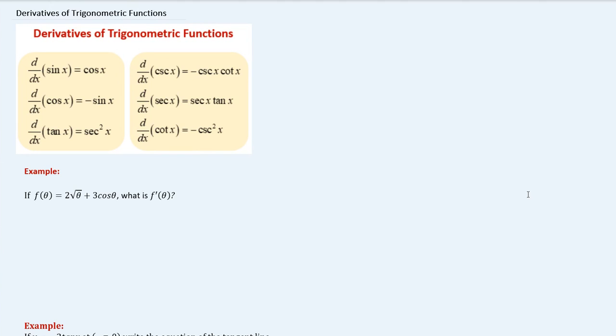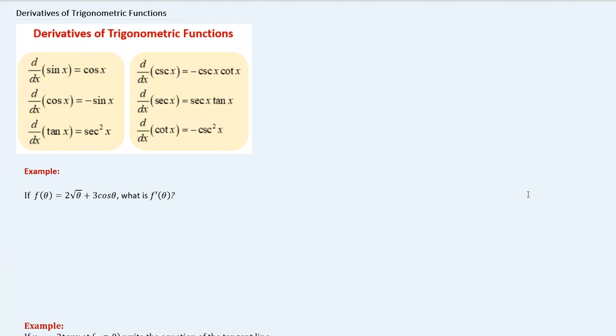The derivative of cosine is negative sine. The derivative of tangent is secant squared. The derivative of cosecant is negative cosecant cotangent. The derivative of secant is secant tangent, and the derivative of cotangent is negative cosecant squared.